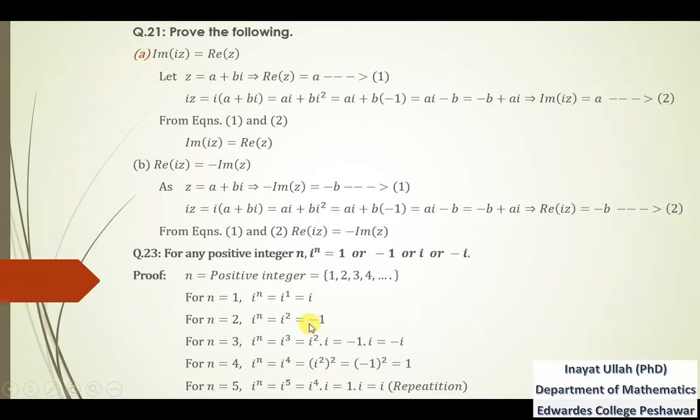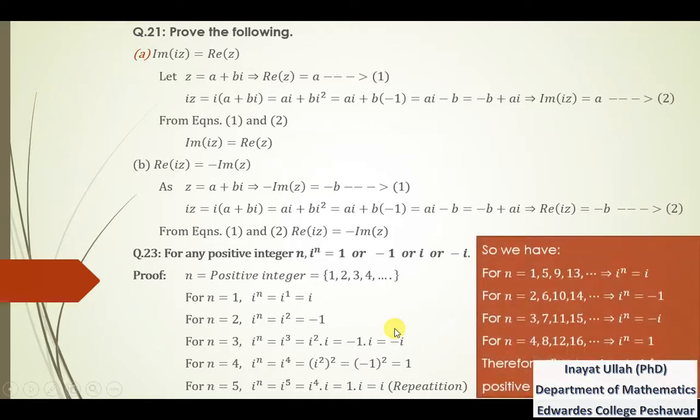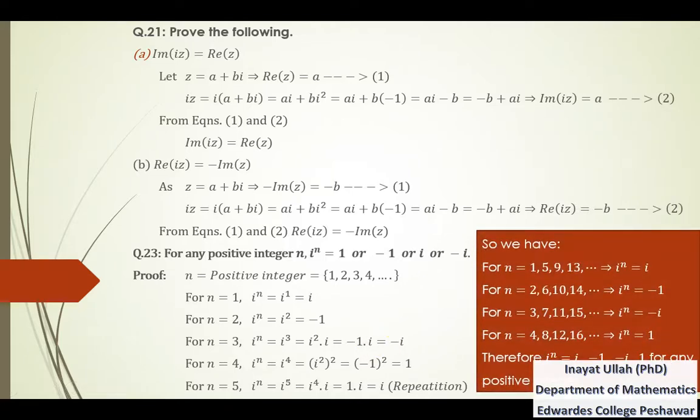Whenever we replace n by 7, we will get minus iota. When we replace n by 8, we will be getting 1, and so on, and the repetition will be there. So from here we can say that whenever n is equal to 1, don't look at these numbers, the answer of iota power n is iota.